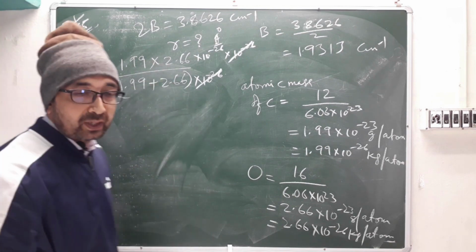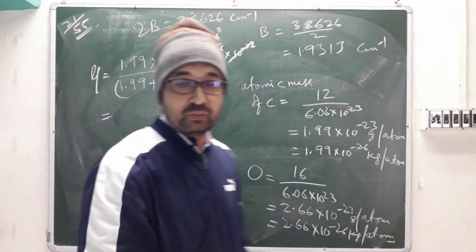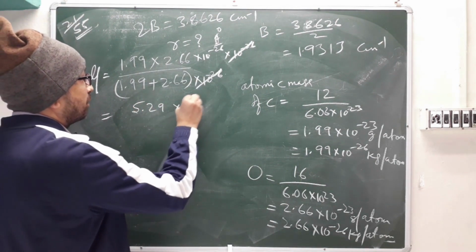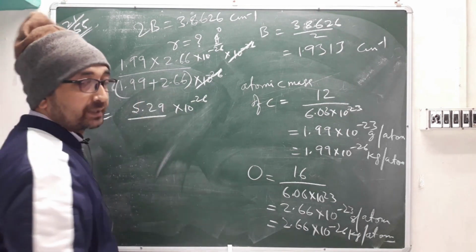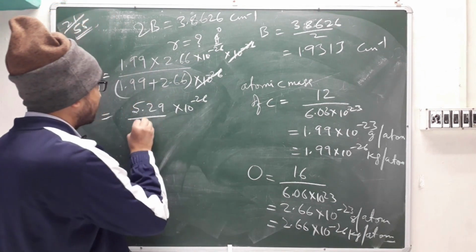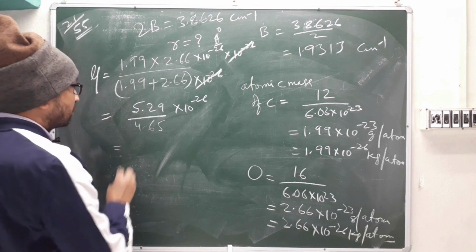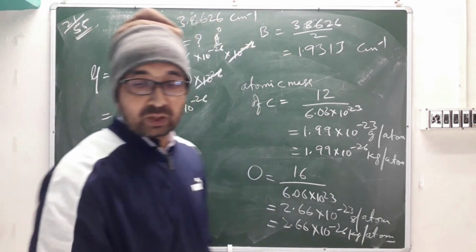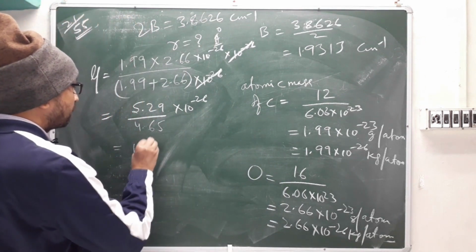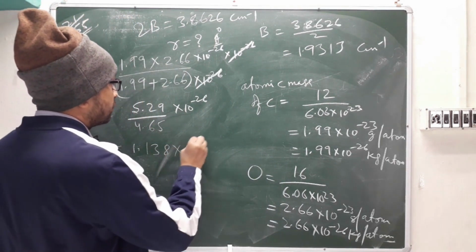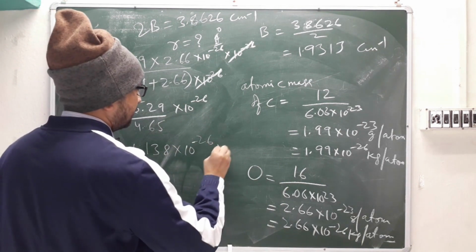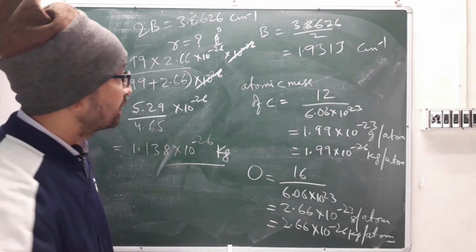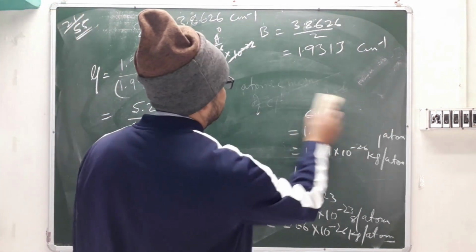So how much is it coming? This multiplication I have also done. These two we will multiply, it will be 5.29 into 10 to the power minus 26, divided by this sum, which is 4.65. Now the final value, if I divide, will be 1.138 into 10 to the power minus 26 kg. This is the reduced mass. So we got the reduced mass, and remaining everything is given in that formula. We'll see.